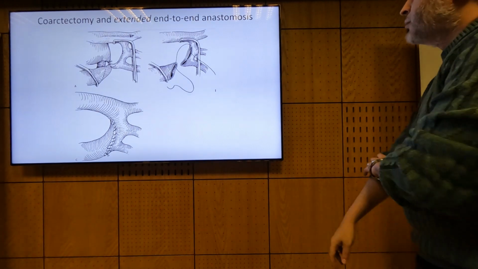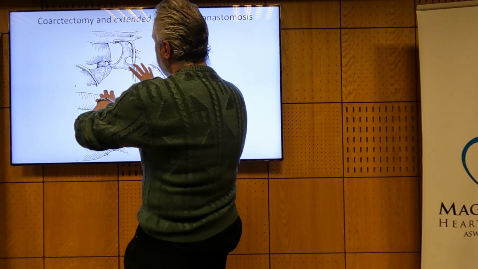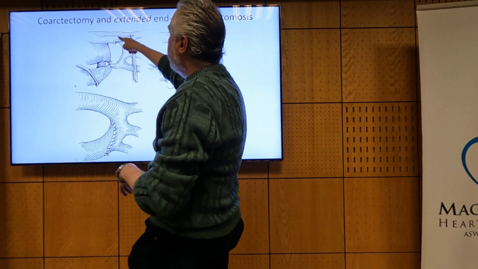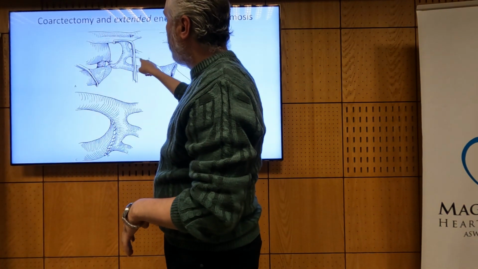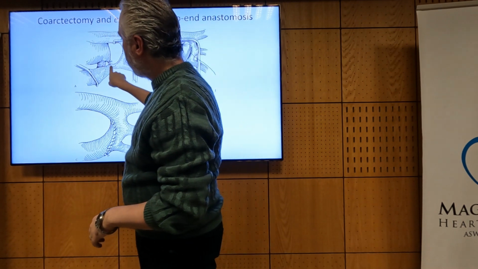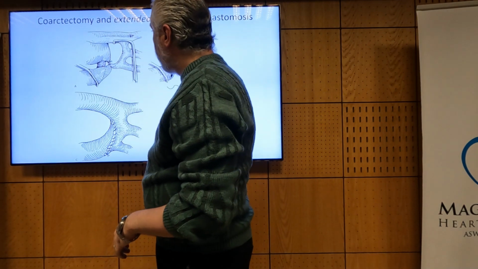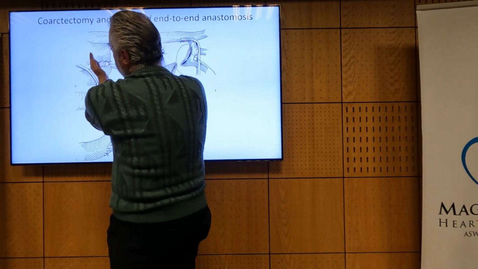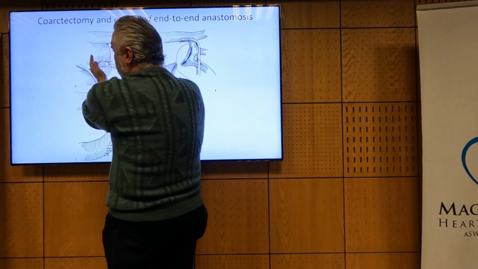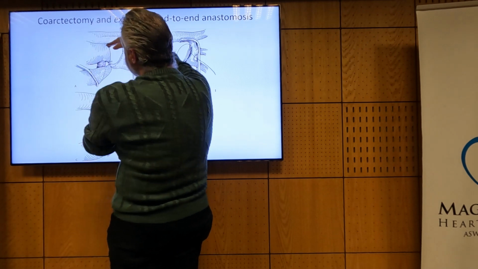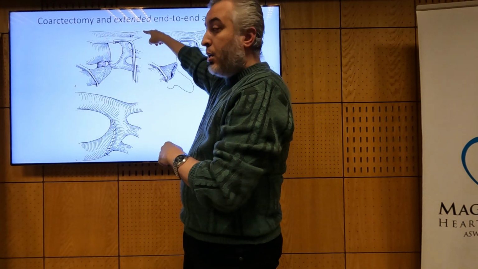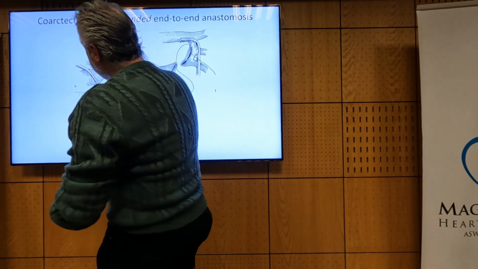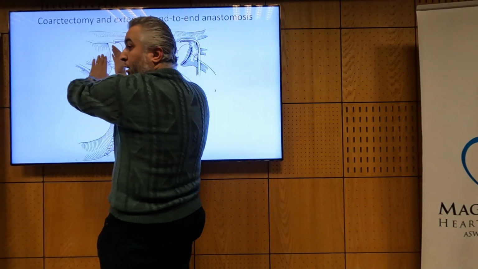So again, this is a view from a thoracotomy. Here's the head and here's the feet. We're looking from the left side: ascending aorta, brachiocephalic, carotid, subclavian, coarctation segment, and descending. And then the clamp, instead of being put here and there to do the end-to-end anastomosis, you actually need to put the clamp just distal to the brachiocephalic and mobilize all the way the head vessels so that this would come and that would come together without tension.